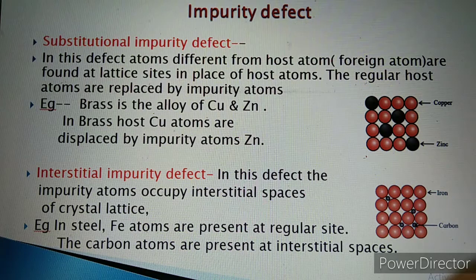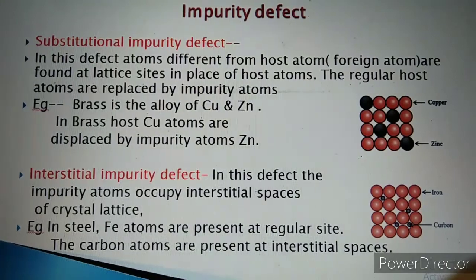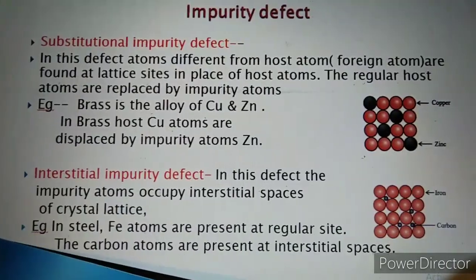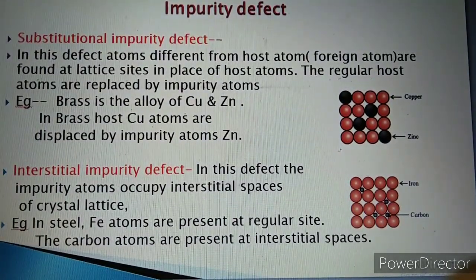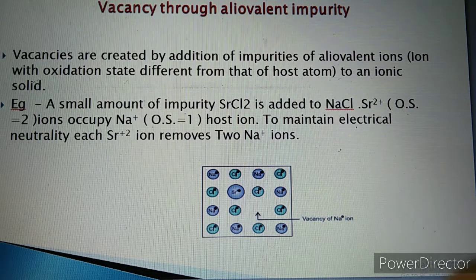In case of brass, copper is the host atom and zinc atom displaces the copper from its regular site. So there are 2 types of impurity defect. First one is substitutional impurity defect and second one is interstitial impurity defect. Now the third part is non-stoichiometric defects. Stoichiometric defects are there, then impurity defects are there. The next one is vacancy through divalent impurity.